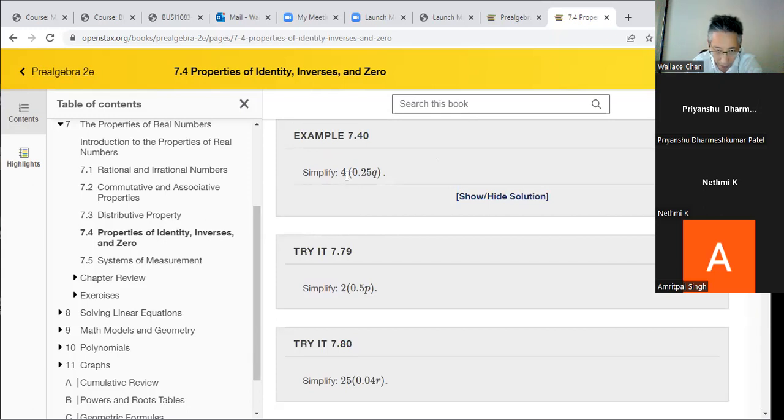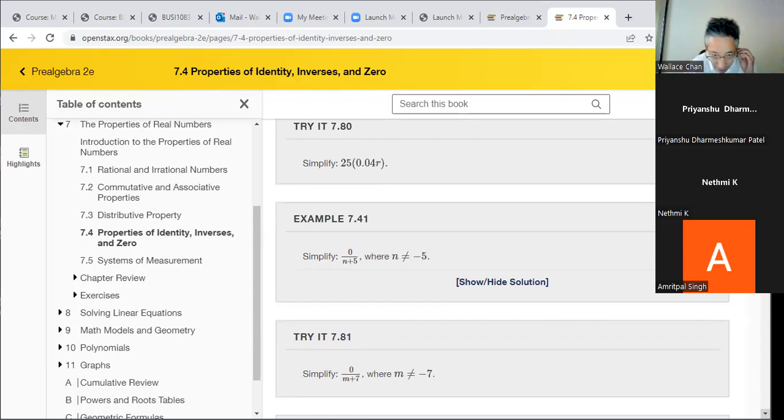And this one, now 4 times 0.25 is 1, right? I think they want to show you that 0.25 can be written as 1 over 4, which is the reciprocal of 4. So 4 times 0.25 should be 1. But even if you do it with the decimal, it's still very easy.